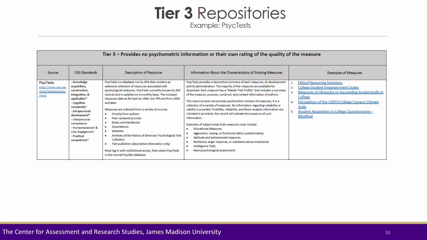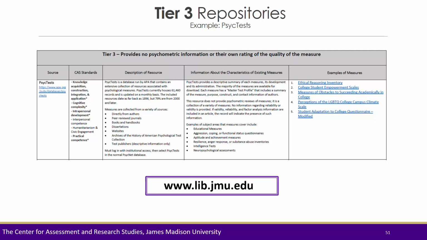The first repository in Tier 3 is PsycTests. It is run by the American Psychological Association with a focus on collecting tests and scales, both commercial and non-commercial. To search this repository, you will need to use your institutional access. I will use my JMU access through the JMU Libraries website to access the repository.